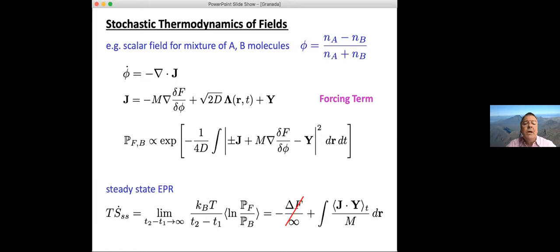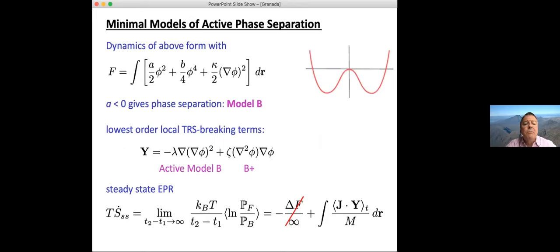So in writing that down, again, I've assumed that the system has got a proper free energy and that Y is some kind of force. So let's clarify the assumptions behind this in a minute, but first give you an example, and that is to talk about a minimal model of active phase separation.